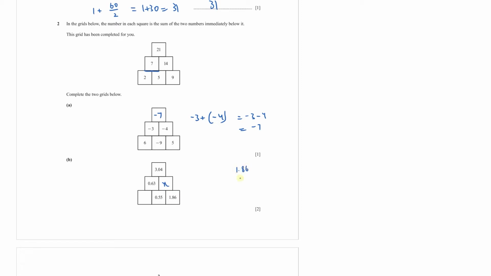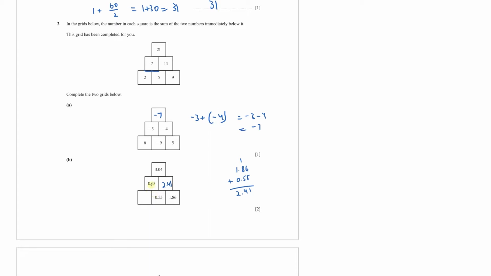So 1.86 plus 0.55. 6 plus 5 is 11, 1 carry, 9 plus 5 is 14, 1 carry, 2, and the decimal here. So this x here will be 2.41.